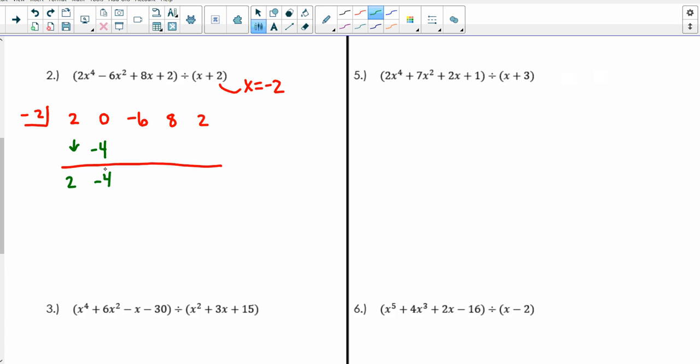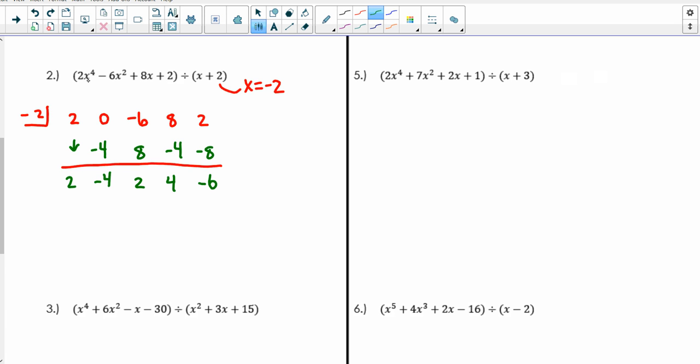And then I just keep repeating this process. So negative 2 times negative 4 is 8. Add them together, I get 2. Multiply, I get negative 4. Add, I get 4. Multiply, I get negative 8. And then add, and I get negative 6.